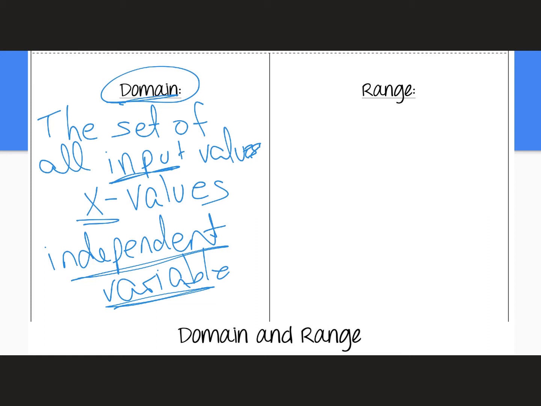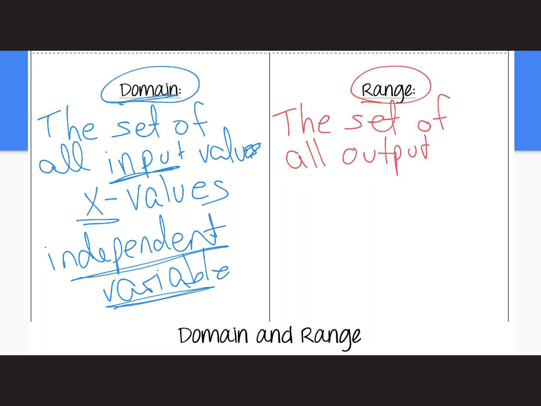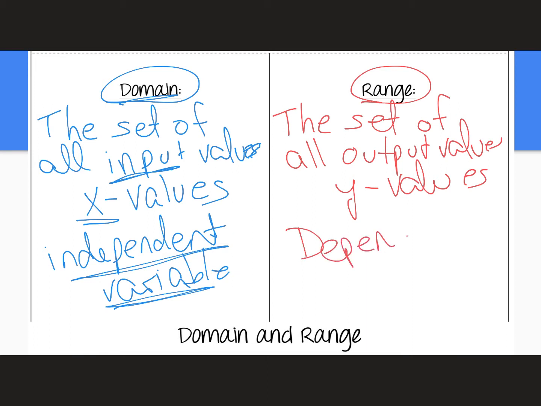The other word that you need to know is range. If domain is the set of all inputs, your range is the set of all outputs, the set of all output values. It is your y values. It is also called the dependent variable. Your output, your y value, depends on what your input is.